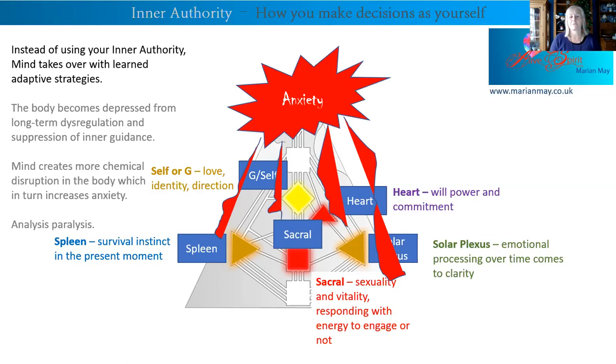And the body becomes depressed from this long-term dysregulation and suppression of the inner guidance. And then the mind creates more chemical disruption in the body, which in turn just increases the anxiety. So we build up this feedback loop, we're not trusting the body, not able to trust the body because it's so full of this dysregulated energy that we can't find any truth in it. So we have to keep using the mind. And the more we use the mind, the more our body suffers.